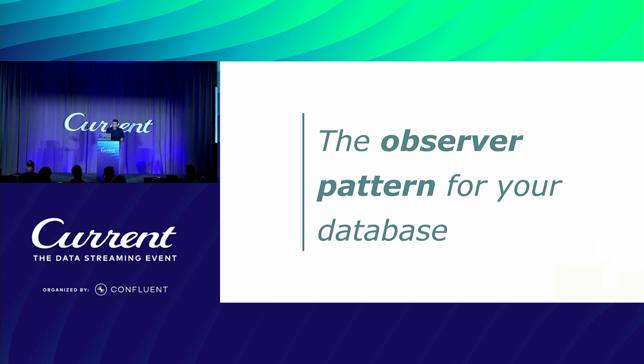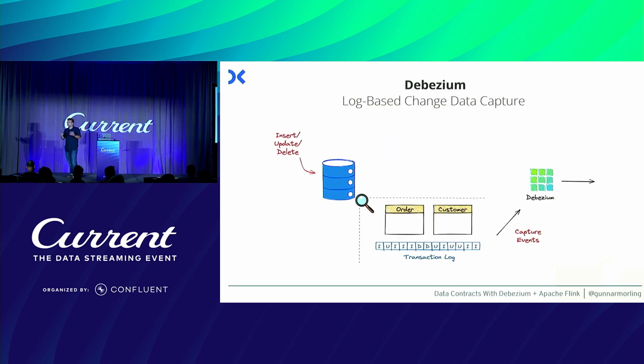In a nutshell, what change data capture is about, it's like the observer pattern for your database. What that means is, well, whenever something changes there, an insert or an update or a delete, you would like to react to that and use those events to drive all kinds of use cases, like data replication. The way this works, if this is log-based change data capture, which is what Debezium does, it taps into the transaction log, and then whenever an event is appended to the transaction log, Debezium will get this event from the transaction log, so each insert, update, delete, and send it to the outside world, typically via Apache Kafka.